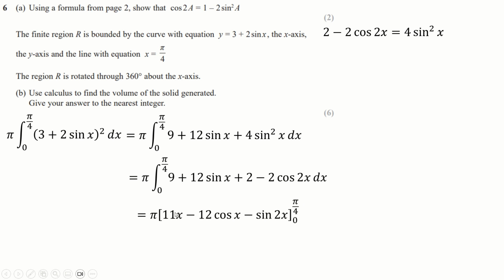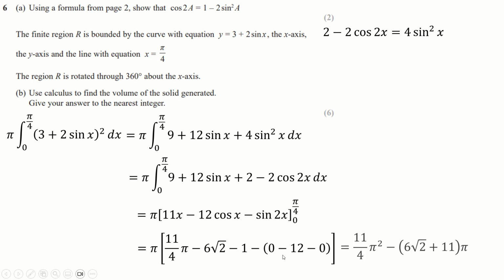This just makes obviously 11 pi over 4. Cos pi over 4 is root 2 over 2, so that makes 6 root 2. And sine of pi over 2 is just 1. And then the other bit, 11 times 0 is 0. Cos of 0 is 1, so that makes a minus 12. And sine of 0 is 0. And it's asked me for the nearest integer, but I don't want to do that because it feels wrong.